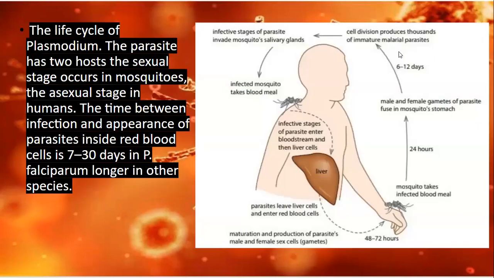This is how Plasmodium destroys your body and infects you with this disease. The parasite has two hosts. The sexual stage occurs in mosquitoes, the asexual stage in humans.